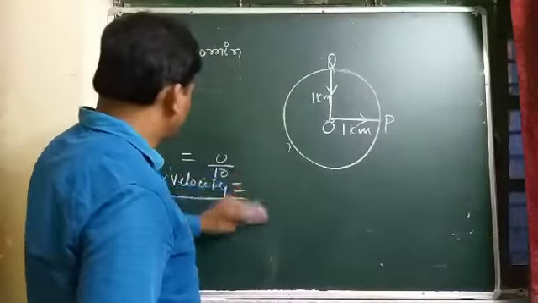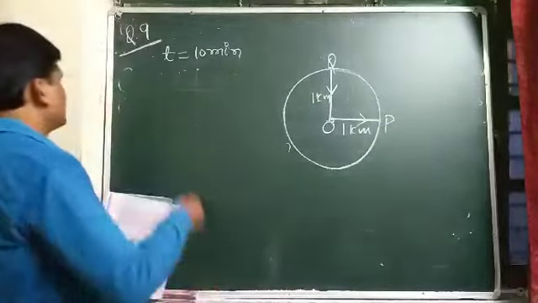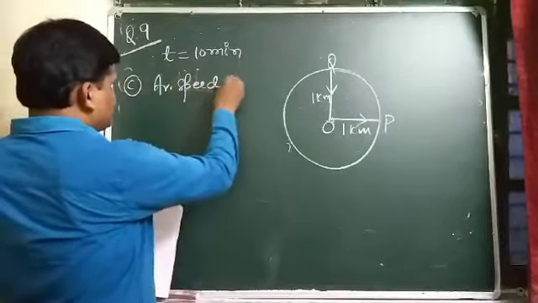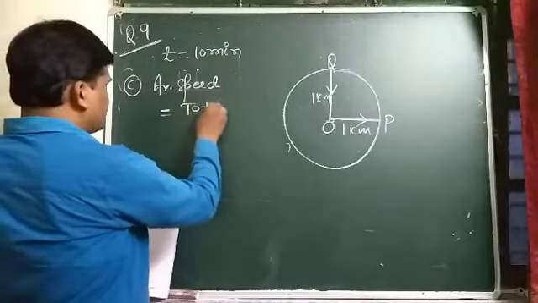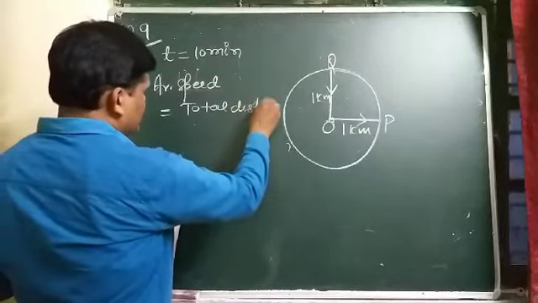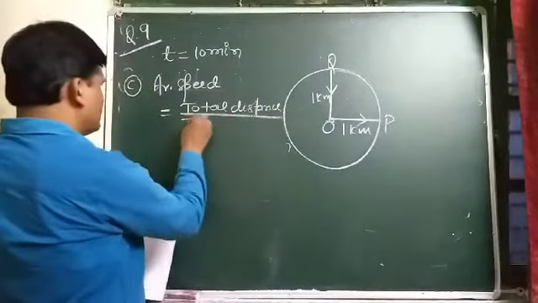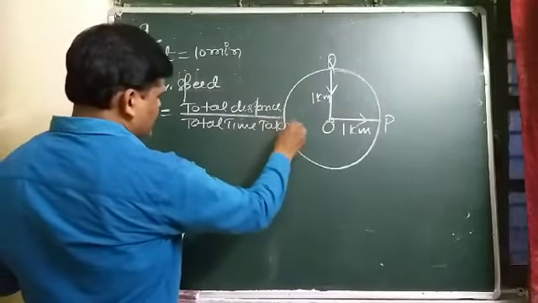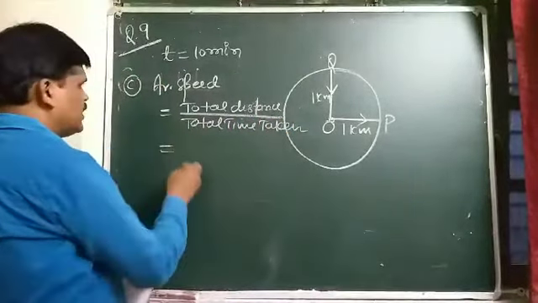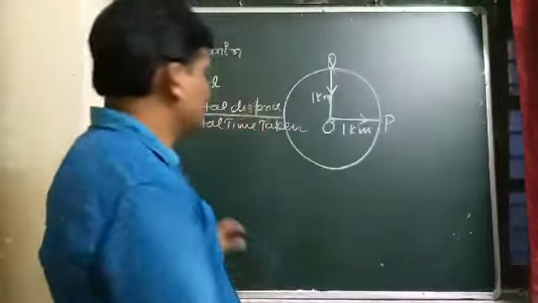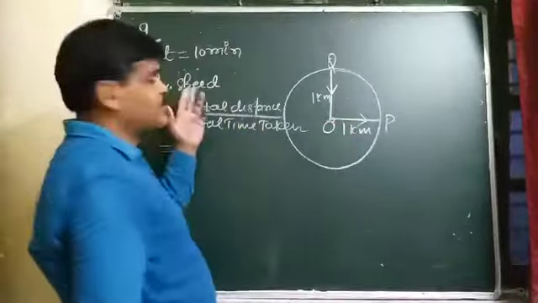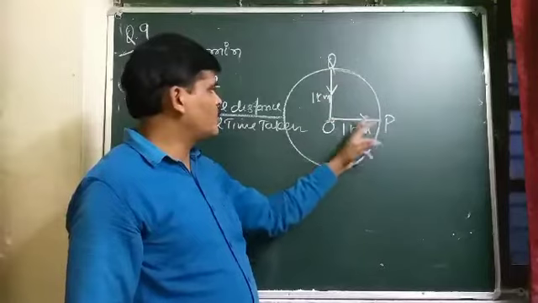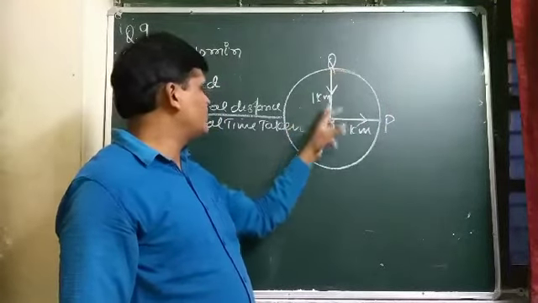Next one is what? Average speed. Third part. Average speed, that is what? Total distance by total time taken. Speed is a scalar quantity. So distance which we have to find is O to P, P to Q and Q to O.